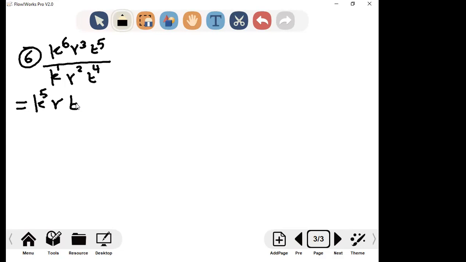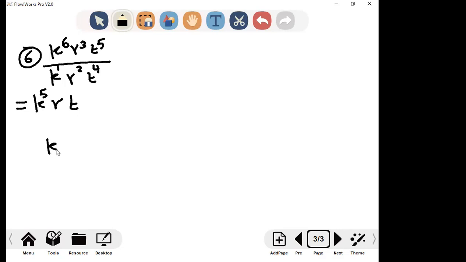t power 0, which is what? 1. So it will be k power 5, r power 1, multiplied by what? 1. Still the same, no need to write multiply by 1. You can cross them. And here we said important things, if you remember.